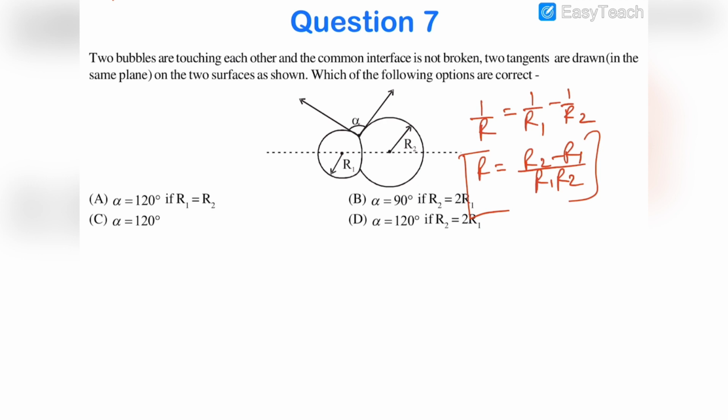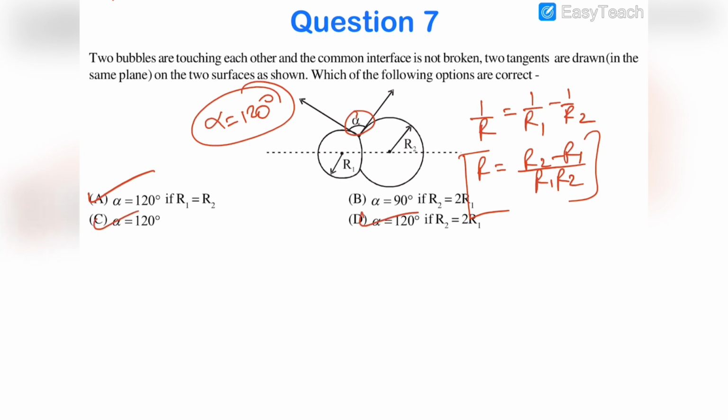Now the other important thing is that this alpha is always 120 degrees, because the soap film material of these two bubbles is obviously the same. If we consider a small element dl, then equal forces would be acting in all three directions on dl: T into dl, T into dl, T into dl. So three equal forces acting in three directions would be in equilibrium if alpha is 120. So irrespective of the values of r1 and r2, alpha will be equal to 120 degrees. So the correct answers are A, C and D.